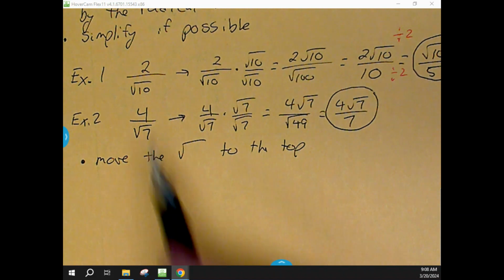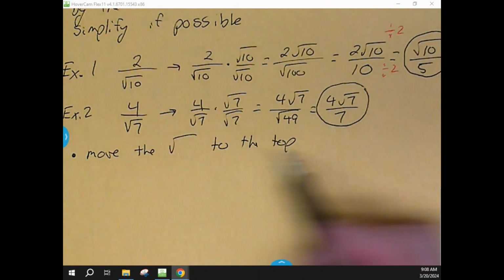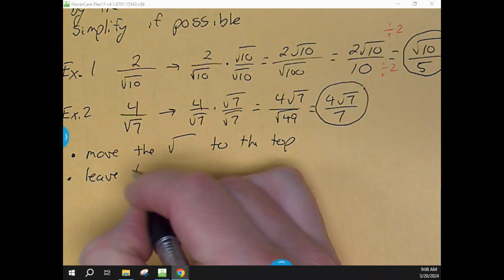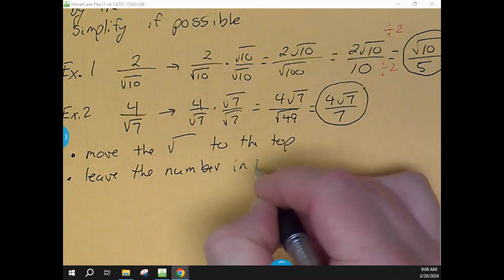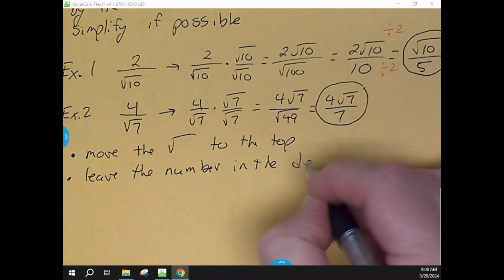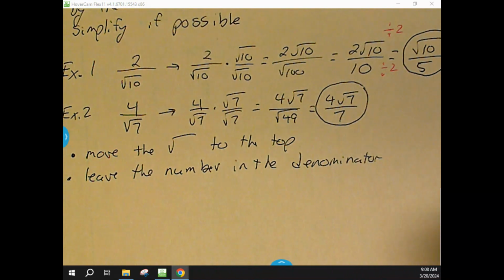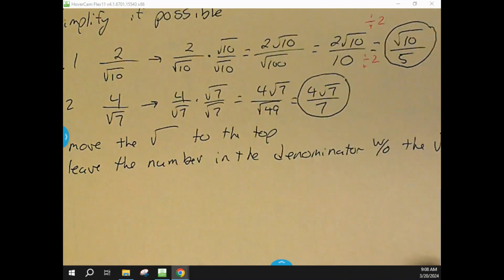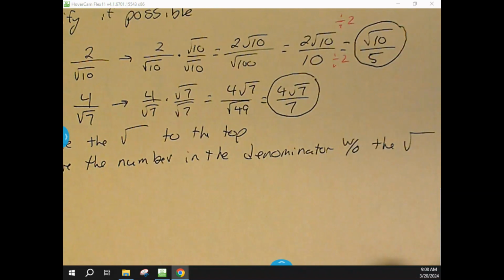So in this case, we had 2 square root of 10. The square root of 10 wound up in the top in the answer. So we're going to move the square root to the top. You're going to leave the number in the denominator without the square root. So move the square root to the top, leave the number in the denominator without the square root.